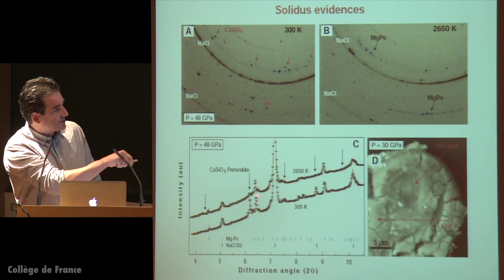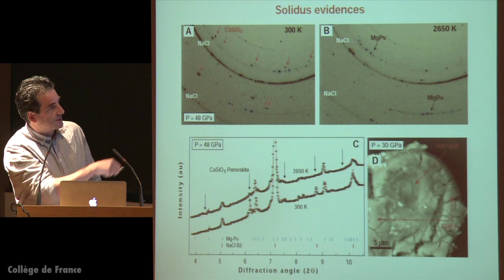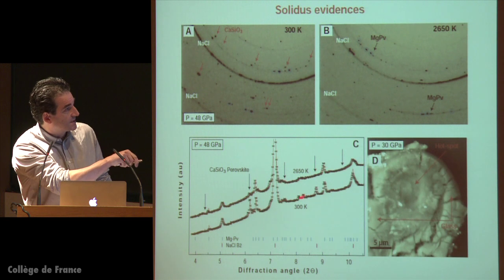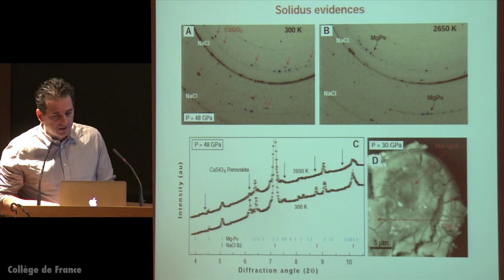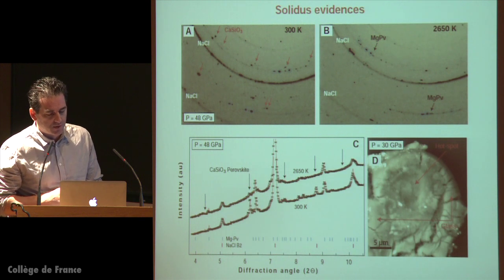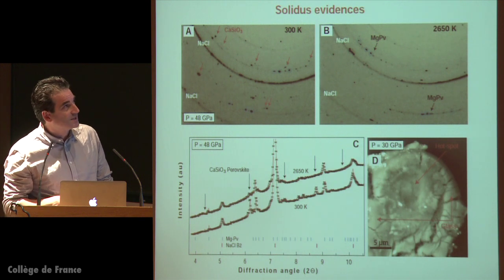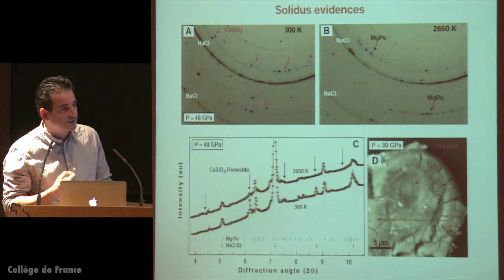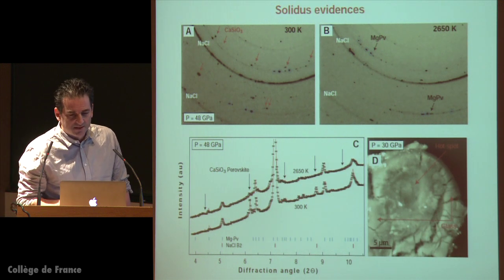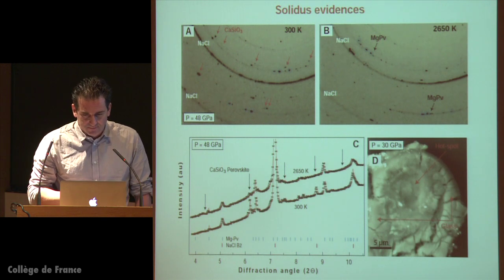Here at low temperature, there are those peaks, which is an integration of this image, where you see the calcium silicate phase that has disappeared. The ferropericlase is not clearly visible on the diffraction pattern. The reason is it overlaps with the main magnesium silicate perovskite peaks.